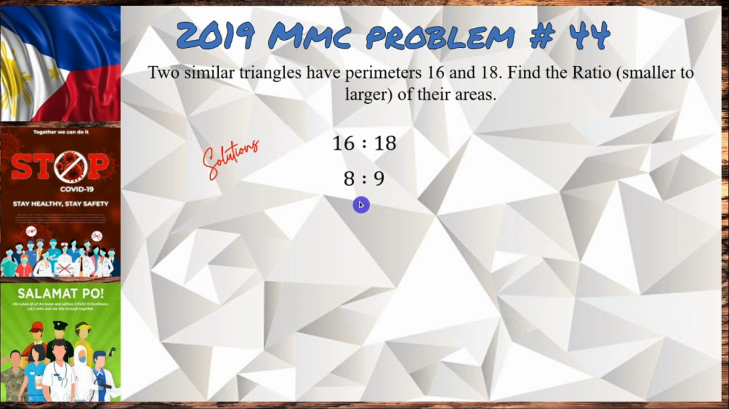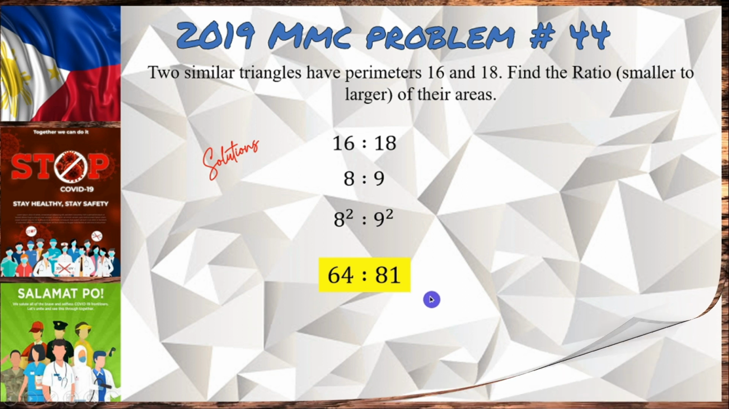And we square both 8 and 9 for their areas. So we have 8 squared is to 9 squared. And that gives us 64 because 8 squared is 64, and 9 squared is 81. And 64 is to 81 is the ratio of the two similar triangles for their areas.